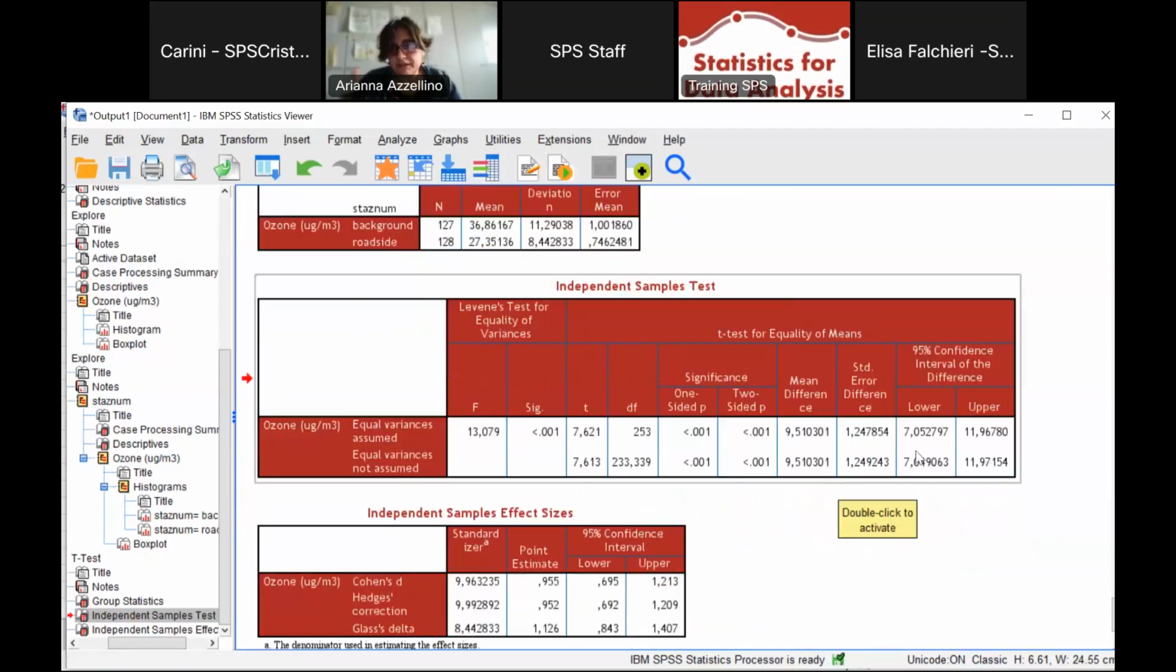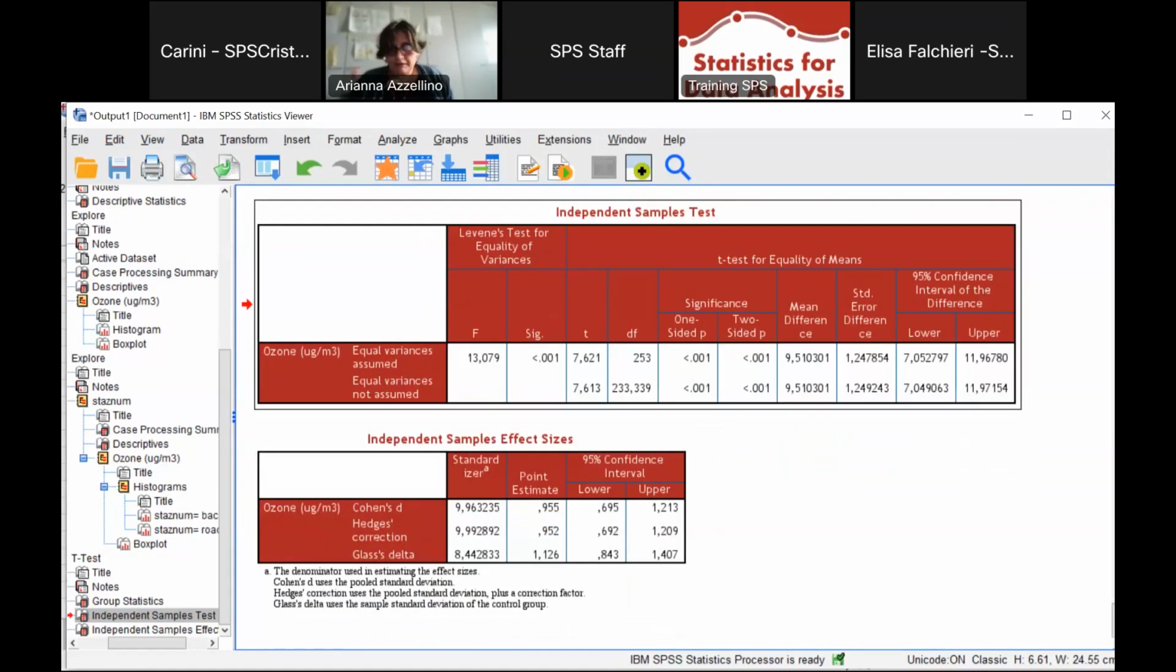In the following part of the table, we also have the estimate of the difference between the two means, which is around 9.5 units of concentration for the ozone. And we also have a confidence interval of the difference. So the minimum difference between roadside and background is 7 units, while the maximum difference could be almost 12.